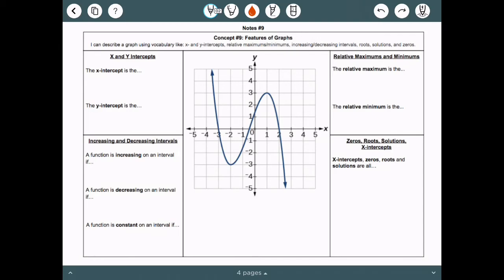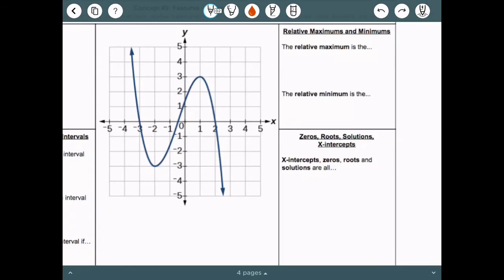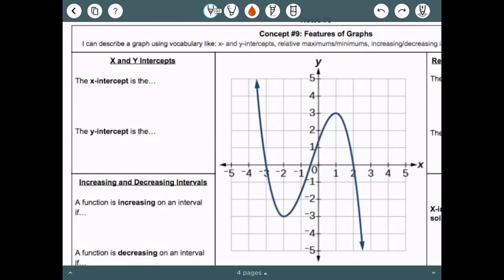Hi guys, so in order to get started today, you need your notes chapter 9. You should see what you see on your screen here. And then we're going to get started. So first things first, I'm going to zoom in here.